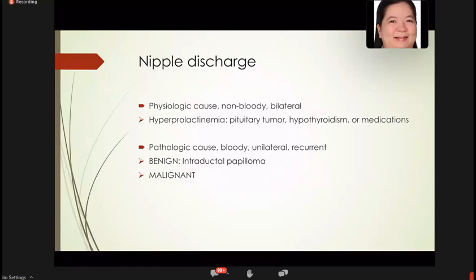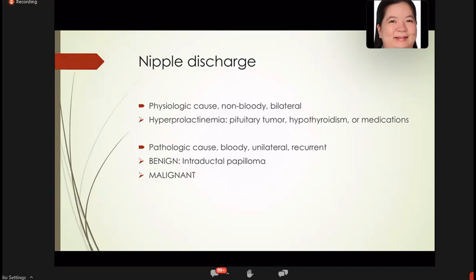It can be caused by pituitary tumor, hypothyroidism, or sometimes medications. Okay? Eh, Doc, yung nipple discharge ko, medyo may dugo eh, no? Then, isang nipple lang, okay? Then, they are persistent or recurrent, okay? Then, you investigate, baka pathologic to, no? But most of the nipple discharge naman, usually, they are benign, okay? For bloody nipple discharge, more common pa rin is intraductal papilloma, okay?